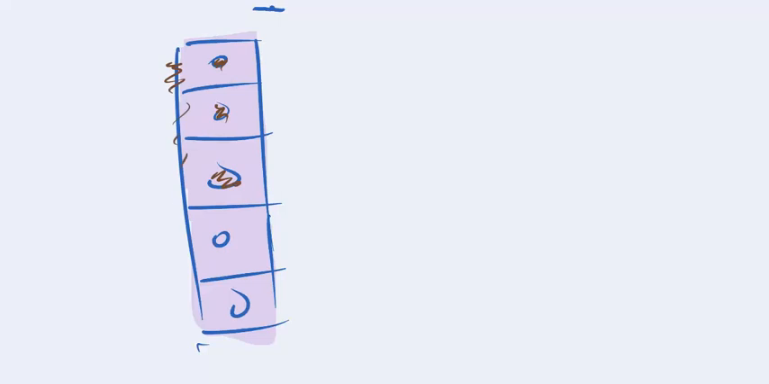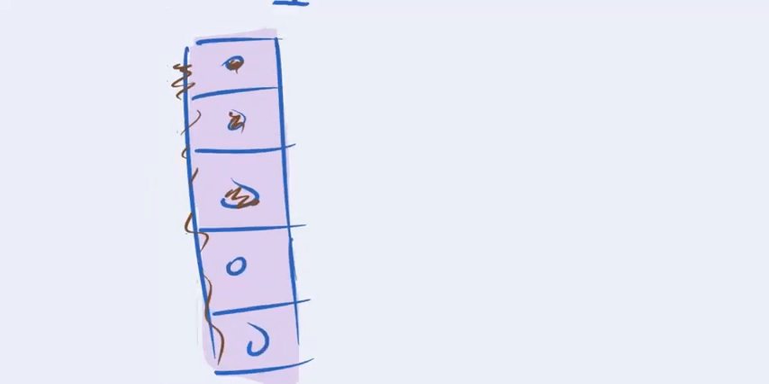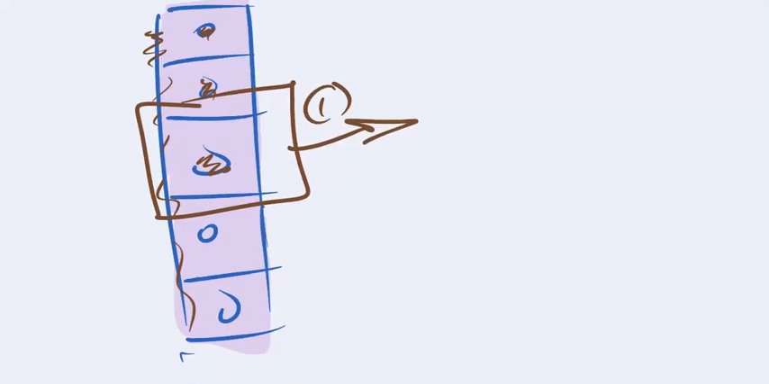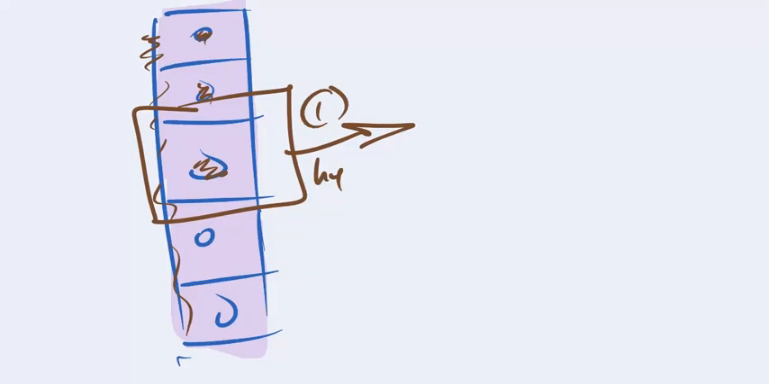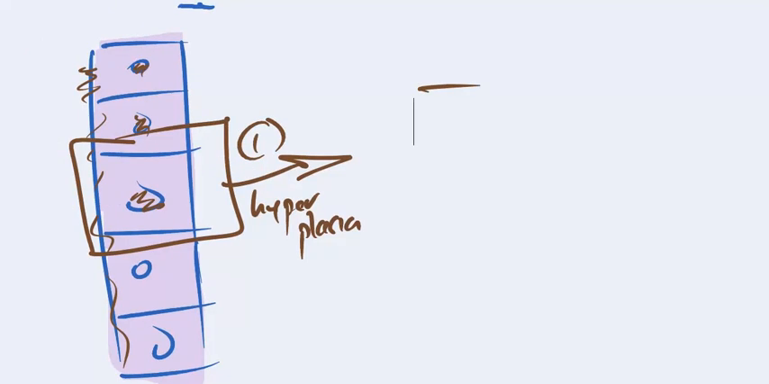Let me just draw. So these are a bunch of cells, right? And let's just say this one right here acquires a mutation. And we said that first mutation was what? Hyperplasia, right? So now we have, and let me make this a little bit different so it stands out a little bit more.